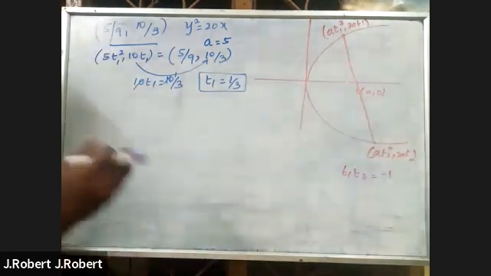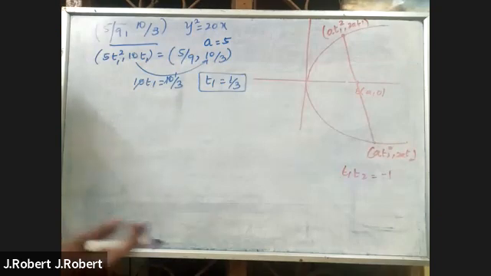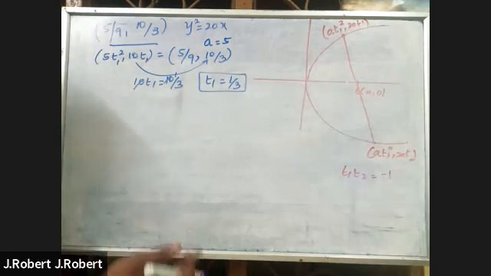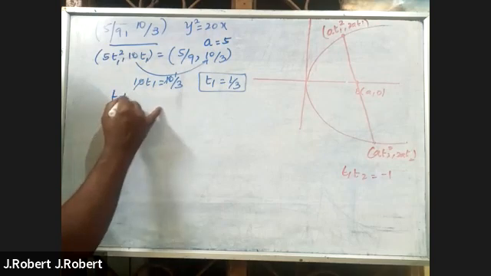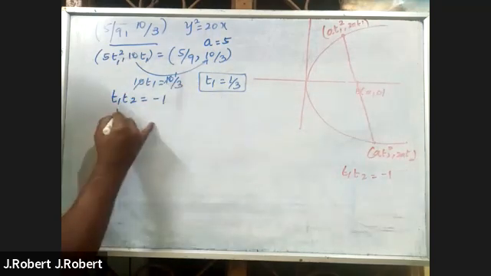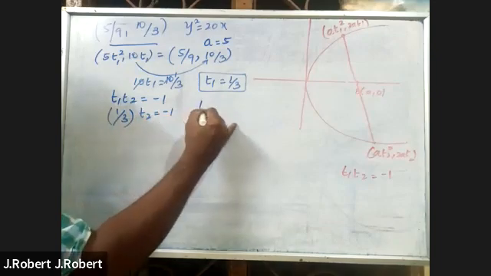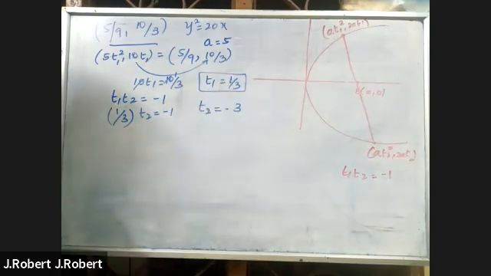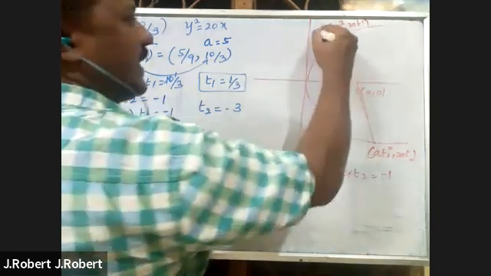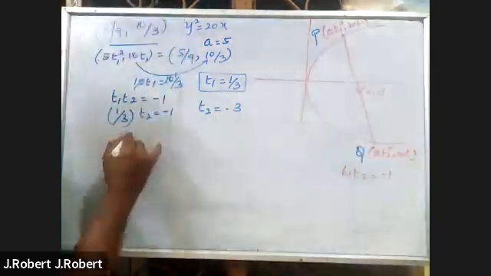In a condition, if T1 and T2 are the focal chords of the parabola, then T1, T2 is equals to -1. We have the value of T1 is equals to 1/3 and T1 T2 is equals to -1. We'll get T2 is equals to -3. Now suppose I can take this is point P and Q. We have to find out Q.